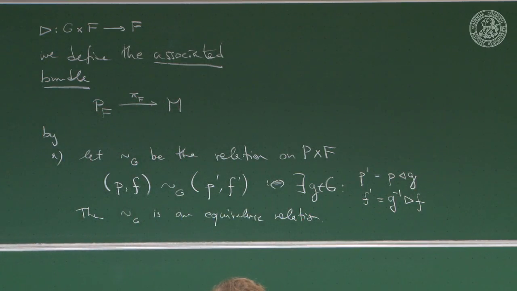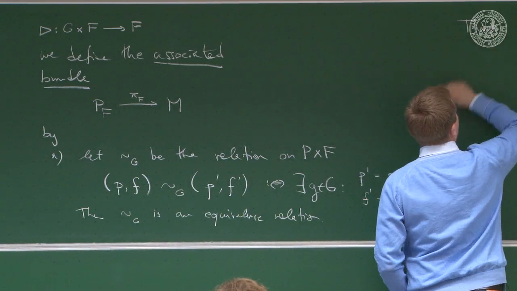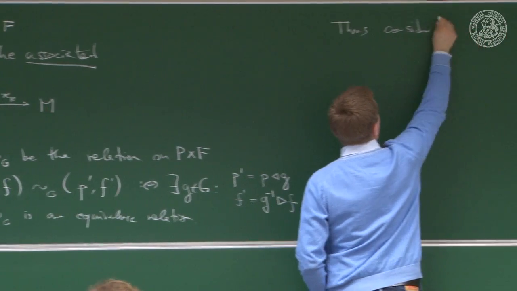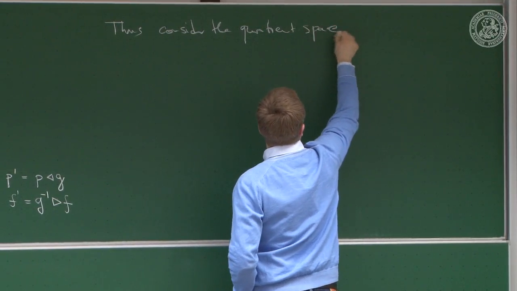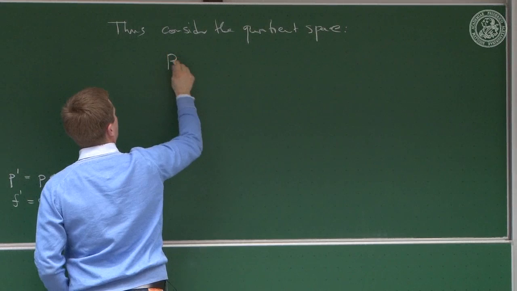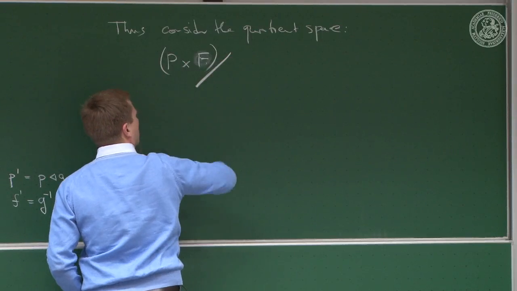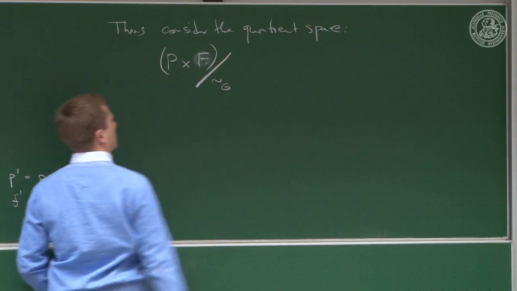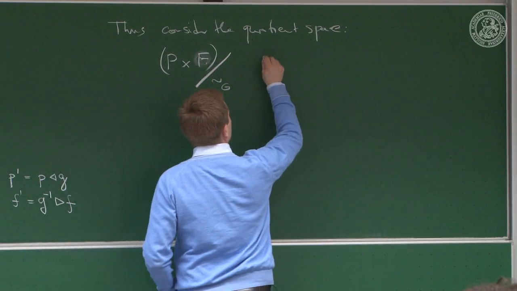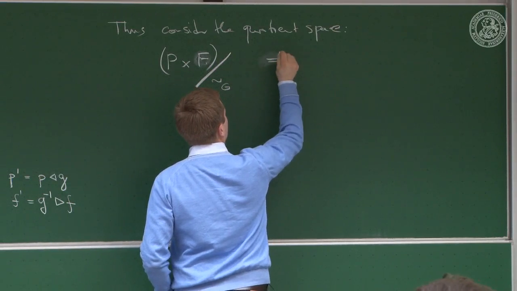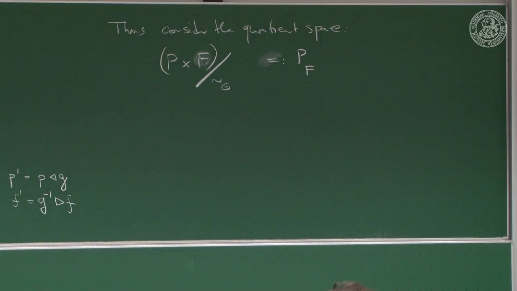And it being an equivalence relation, we can thus consider the quotient space, that quotient space of P cross F identified, or modulo, this equivalence relation. And instead of always writing this complicated guy, we write P sub F.